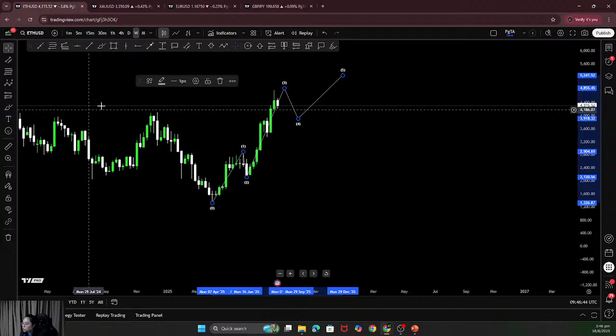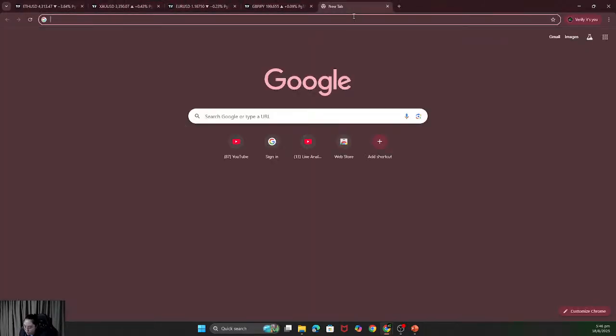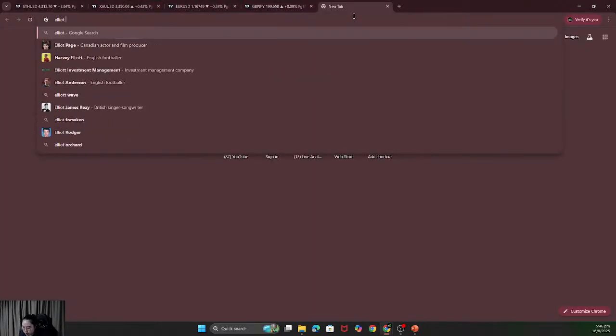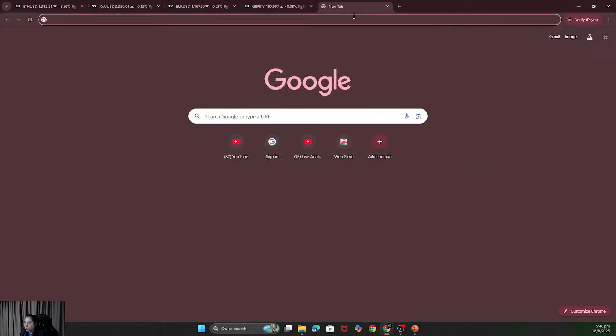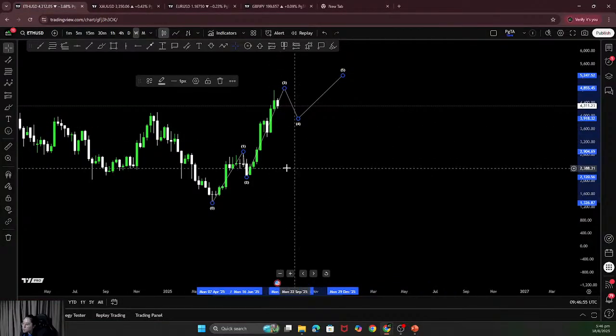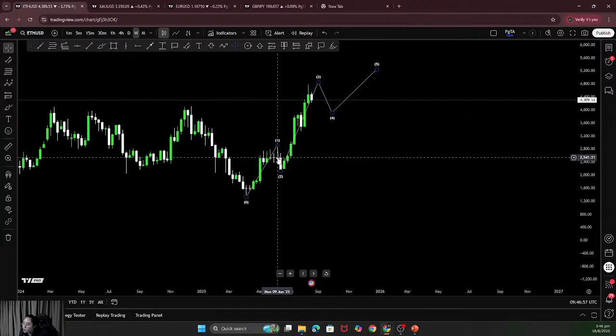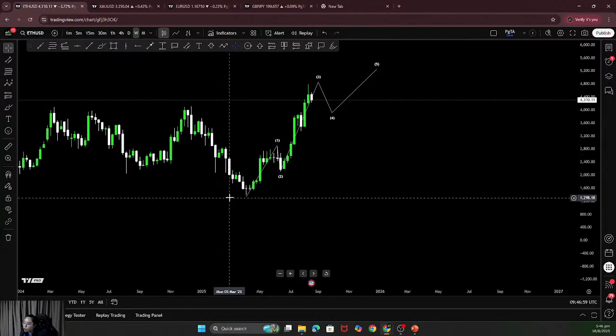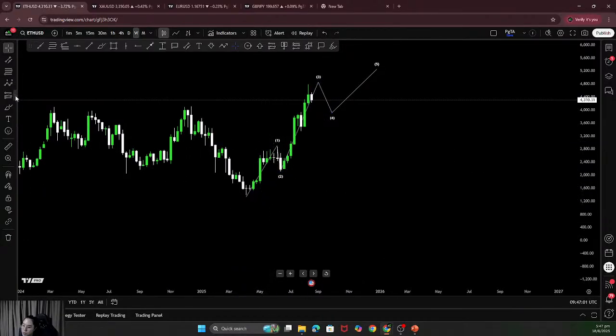Okay, these are my guidelines on Elliott. I did not make these guidelines up. You can basically Google Elliott wave guidelines, but find a reputable source. Anyways, the guideline is that wave 2 is usually 50% of wave 1.